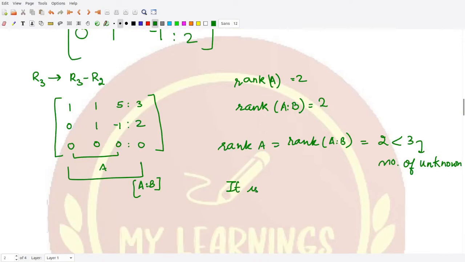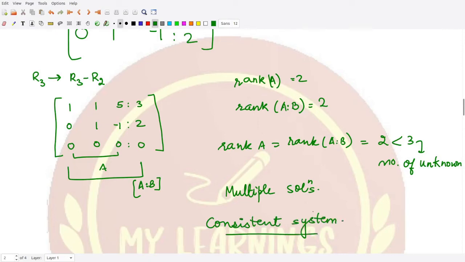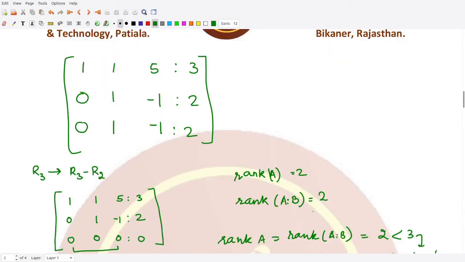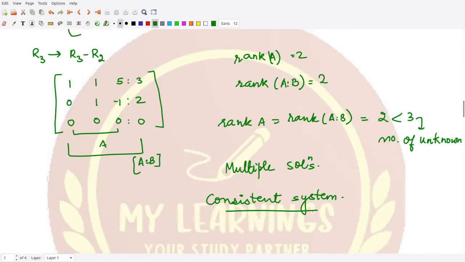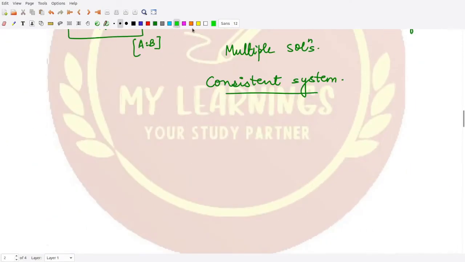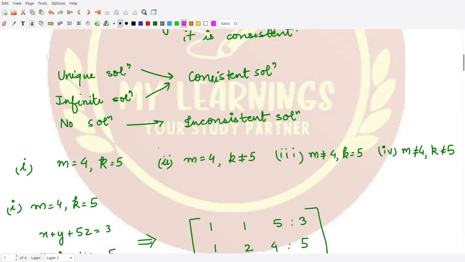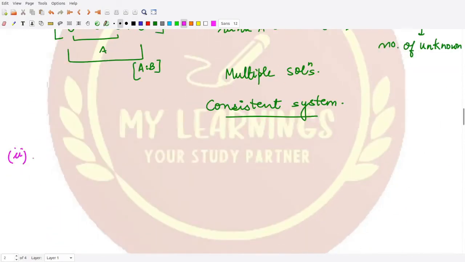So for this case we would have multiple or infinite solutions. If that is so, we have a consistent system. That means m equal to 4 and k equal to 5 would return you a consistent solution. Now let's move on to the second case, where we want to see m equal to 4 and k not equal to 5. So we will put m equal to 4 and k not equal to 5, keep k as such and proceed further.